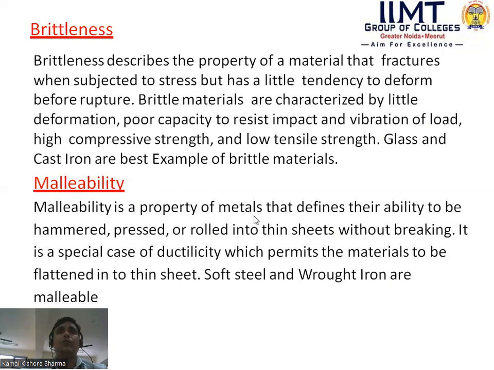Malleability is a property of metal that defines their ability to be hammered, pressed, or rolled into thin sheets without breaking. It is a special case of ductility. Ductility का जो special case है वो malleability होता है, which permits the material to be flattened into thin sheets. यहाँ पे material को पतली sheet में convert किया जाता है. Soft steel and wrought iron are malleable materials.